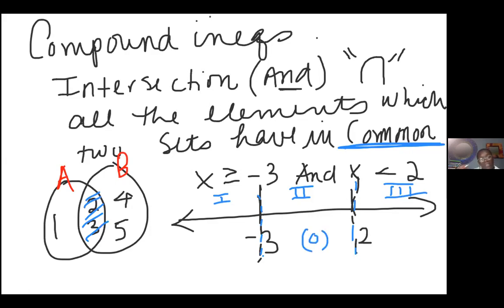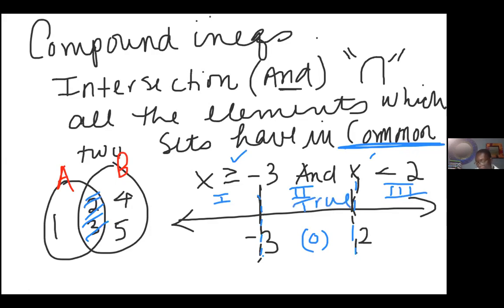0. So let's test with the 0, guys. Is 0 greater than -3? Yes. Is 0 less than 2? Yes. Because notice I answered yes to both questions, that means that this region is true.